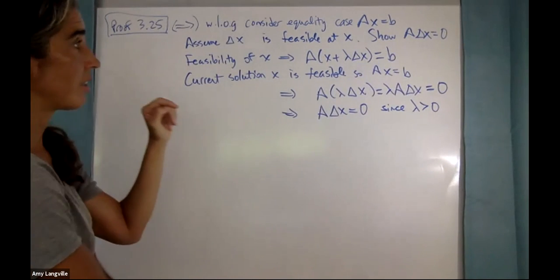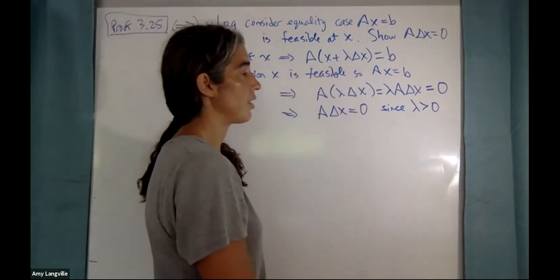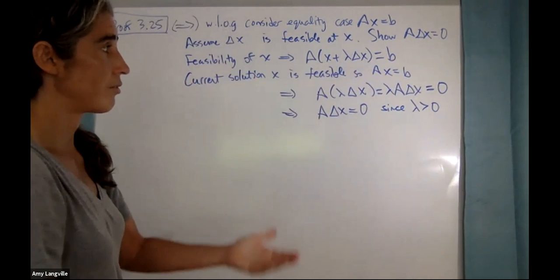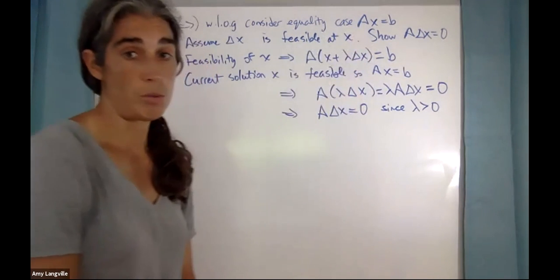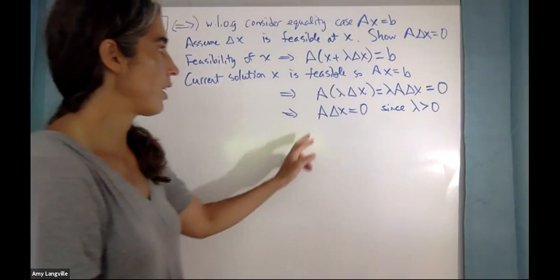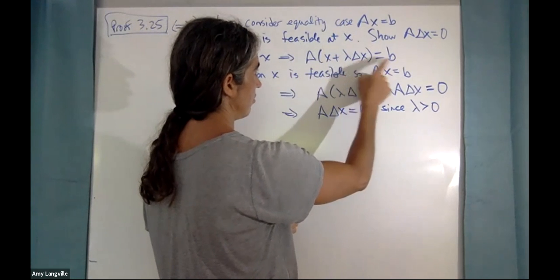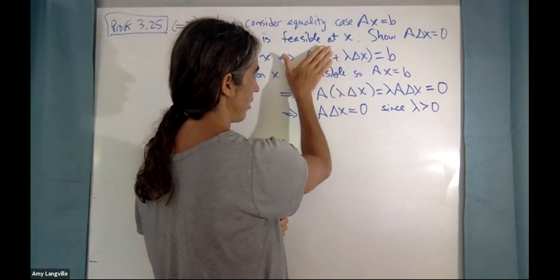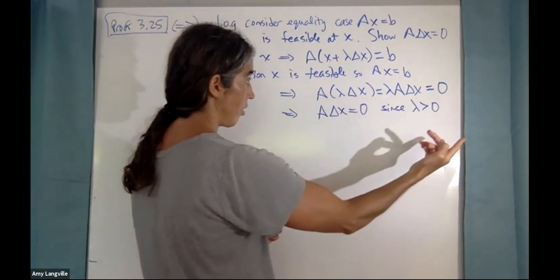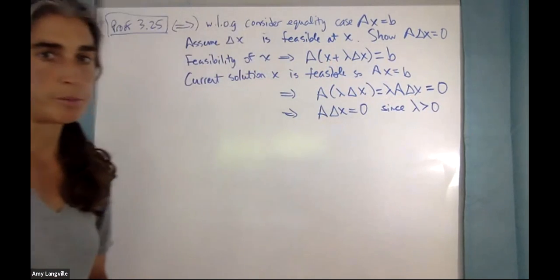Well, the feasibility of X tells us that AX plus the next iterate, AX plus lambda delta X, has to be B. And then it's just a little bit of algebra from there. The current solution is feasible, so we know that means AX has to be equal to B. That's the definition of feasibility, you satisfy all your constraints. And so given that, this equation, AX plus lambda times A delta X equals B, means that if the first part, AX equals B, what's left is A times lambda delta X equals 0. And therefore, A times delta X equals 0 since lambda is greater than 0.